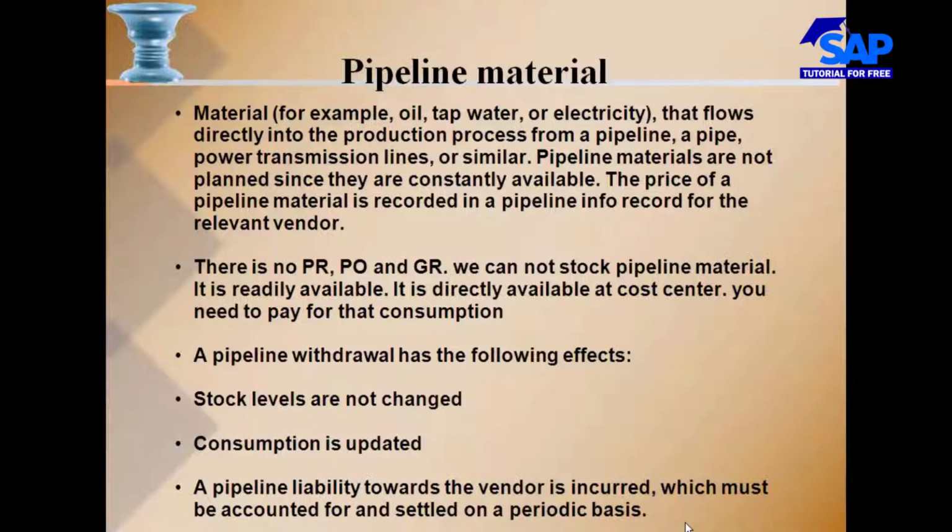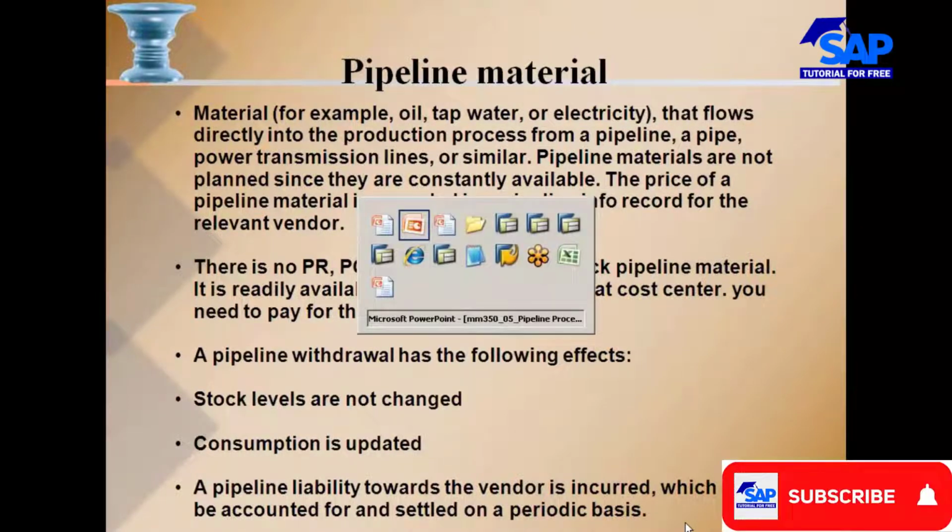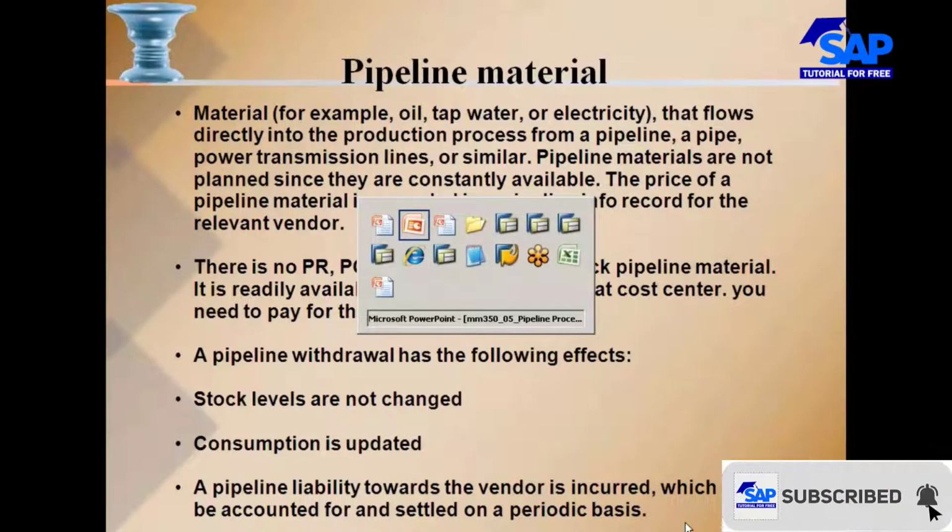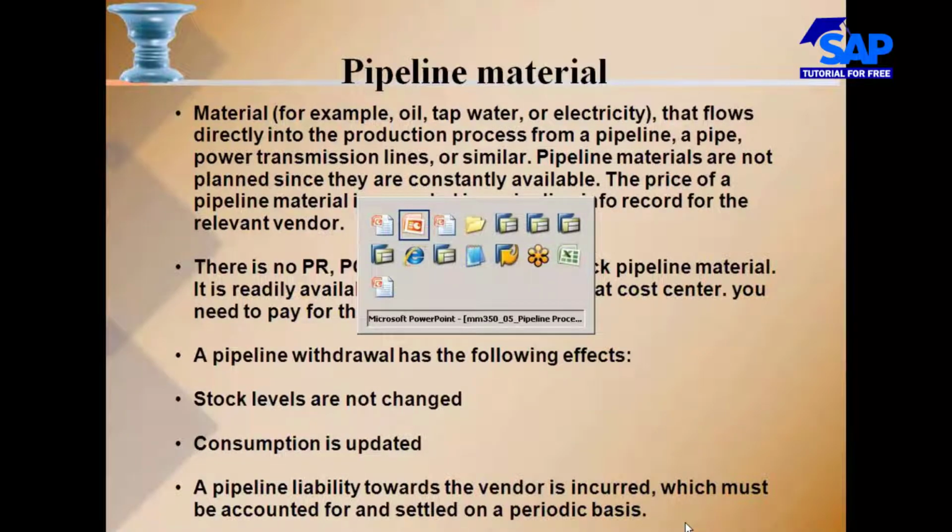Power is available, so we don't need to buy it newly, plan it newly, or store it newly. So therefore it's a non-planning, non-purchasing, non-inventory material. The price of the pipeline material is recorded in a pipeline info record for the relevant vendor.